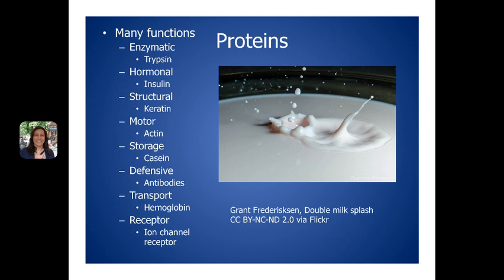They can be storage proteins like casein. In the case here we see the milk in the picture contains casein. They can be defensive, so they have a defensive function such as antibodies. They can be transport proteins. Hemoglobin transports oxygen and carbon dioxide through the bloodstream. Or they can be receptor proteins, which are usually embedded in the cellular membrane, and ion channel receptors are examples of that.